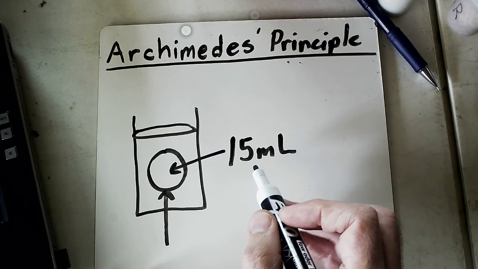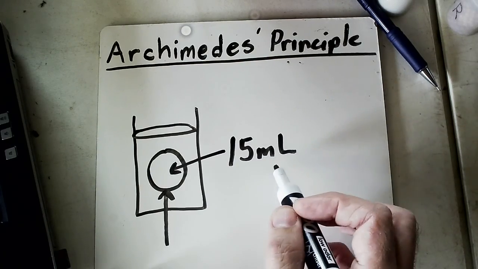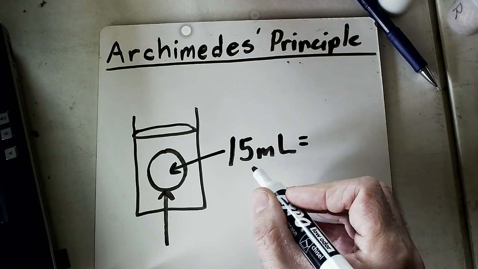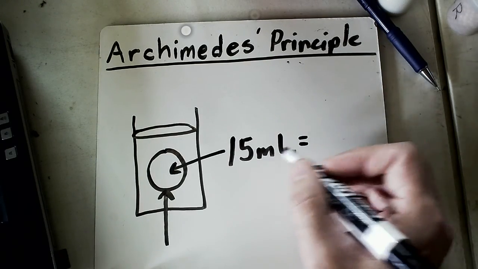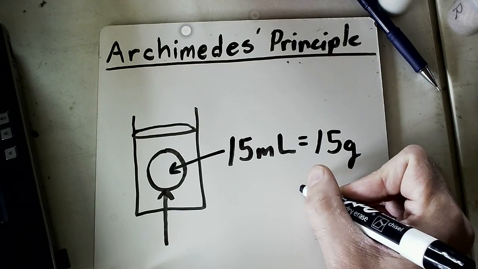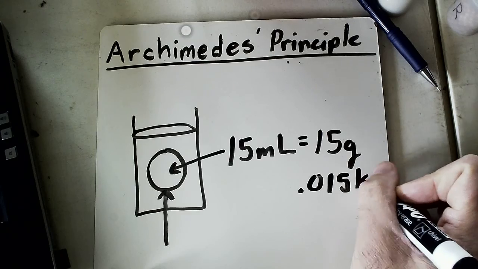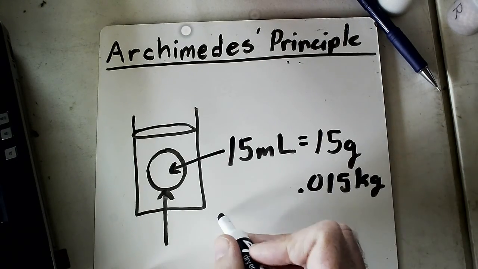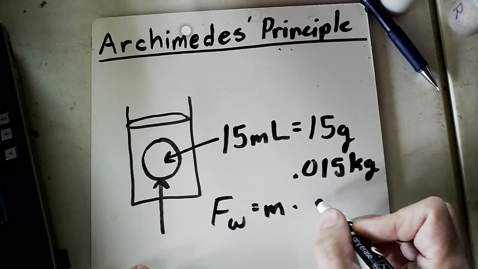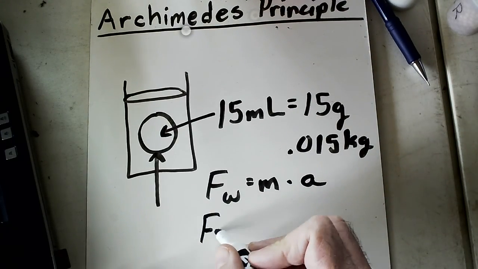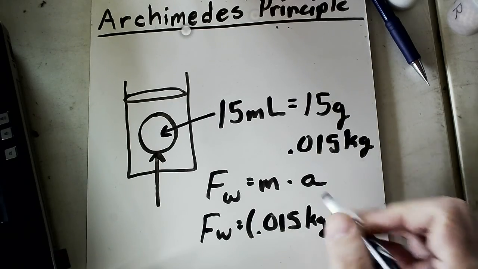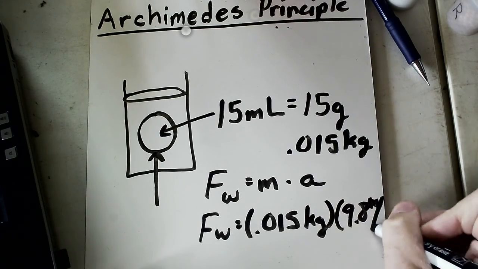So we need to calculate how much this much water weighs. Well, water, we know, is 1 gram per milliliter. That was our density. So if I've got 15 milliliters, I've got 15 grams. That 15 grams can be converted into kilograms, and now we have all the numbers we need to calculate the weight of that much water. I've got the mass times the acceleration of Earth's gravity. So this is 0.015 kilograms, and the acceleration of Earth's gravity is 9.8 meters per second squared.